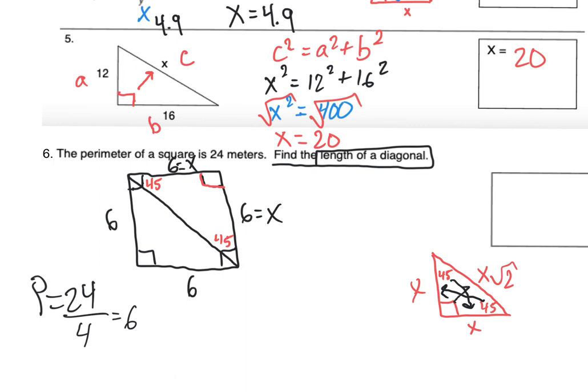And across from the 90 is x radical 2. So across from this 90, which is our diagonal, right? That's what we're looking for, the diagonal. That's x radical 2. Well, x was 6, right? So take the 6, plug it in. You should get 6 radical 2. So the answer is 6 radical 2 for the length of the diagonal.